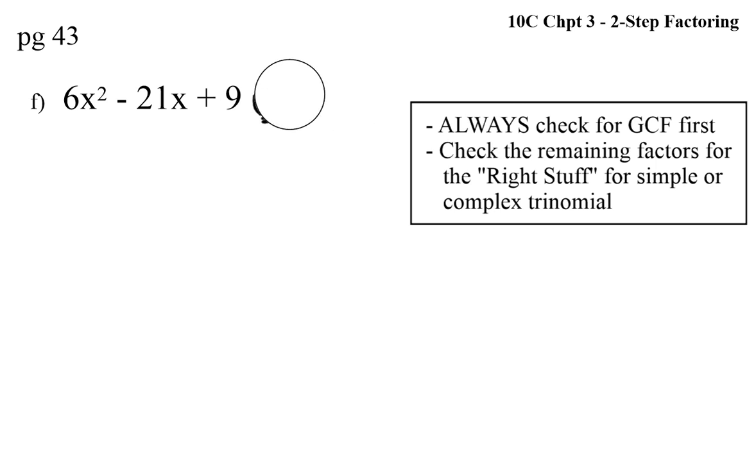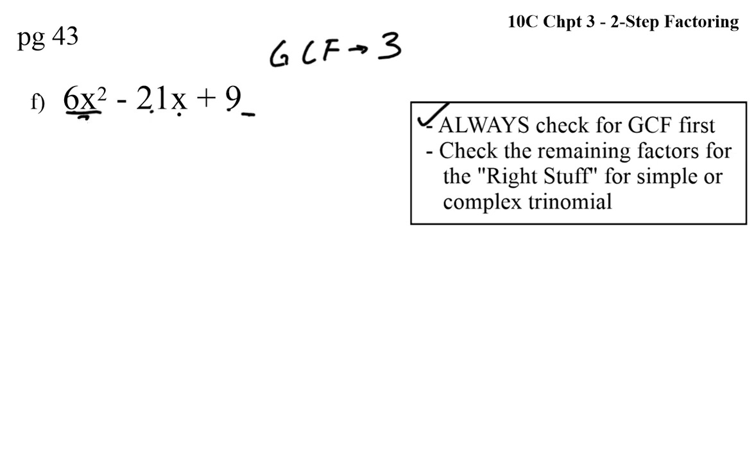You will not get that on an assessment. You will get 6x squared minus 21x plus 9, and it'll say fully factor. So give it a try, and then we'll talk. 6x squared minus 21x plus 9, check for your GCF. In this case, there's no x common to everything, but 6, 21, and 9, know your basic facts.